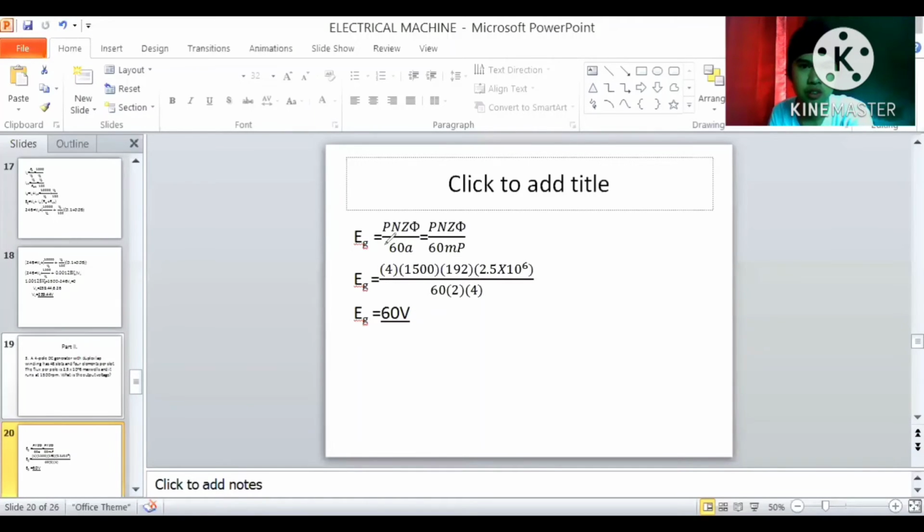So we use this formula: EG equals P N Z flux over 60A. So EG equals 4 times 1,500 times 192 times 2.5 times 10 over 60 times 2 times 4. So we calculate it.